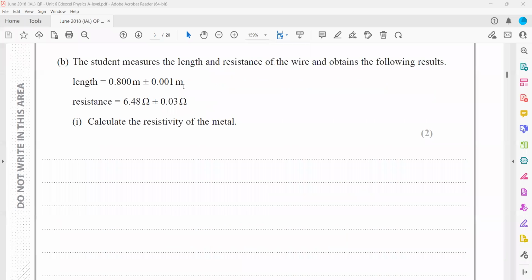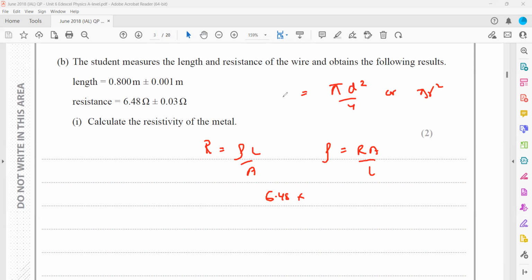The next student measured the length and the resistance of a wire and obtained the following results. Calculate the resistivity. If you want to calculate the resistivity, we have the formula R equals rho L by A. So resistivity is RA divided by L, where R is the resistance, which is 6.48. A is the area of cross section, which we have to work out by using the formula pi d squared by 4 if we have the diameter, or we can use pi r squared. That's how we get the area of cross section of the wire.